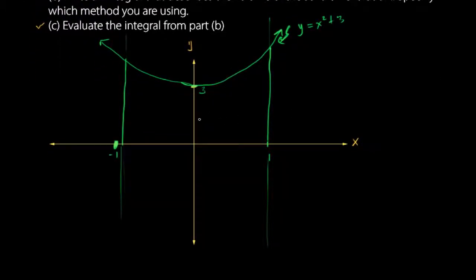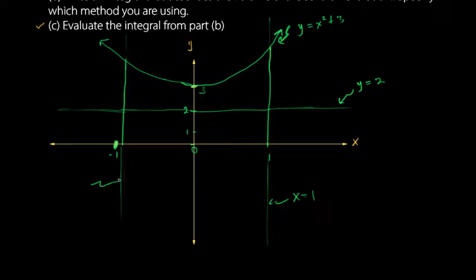And then the last one says y equals 2. If this is 3 and this is 0, let's say this is 1, and this is 2. So y equals 2 is what you have here, and you have something going on here. This is the graph of y equals 2. This is the graph of x equals 1, while this is the graph of x equals negative 1. So we have all the 4 graphs here, 1, 2, 3, and 4.